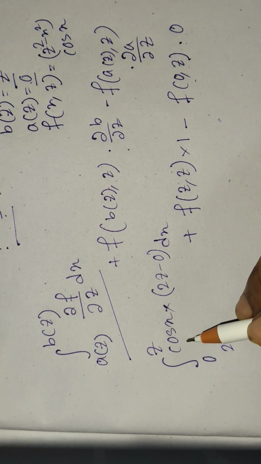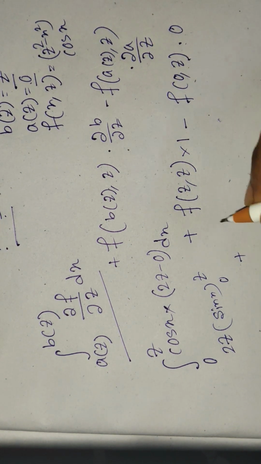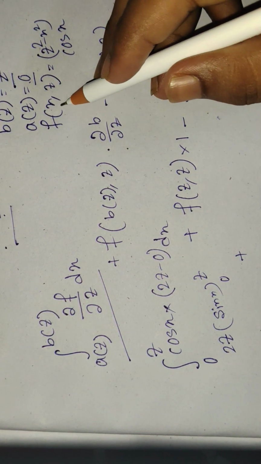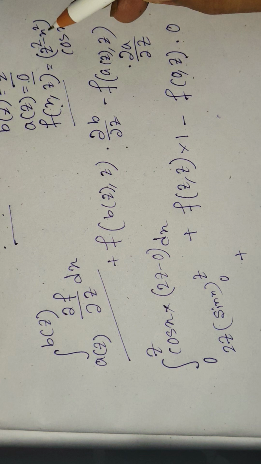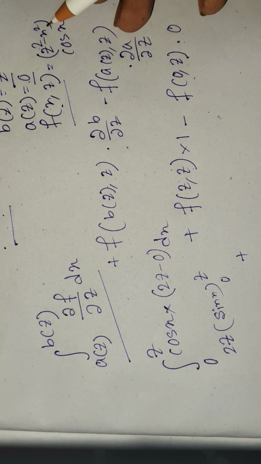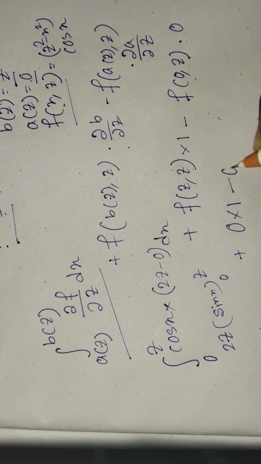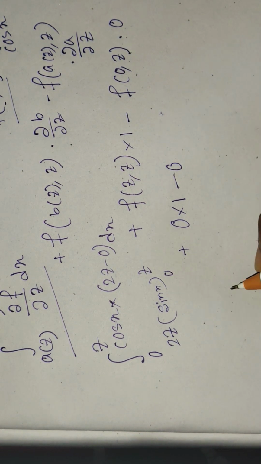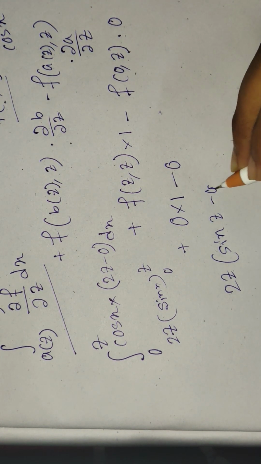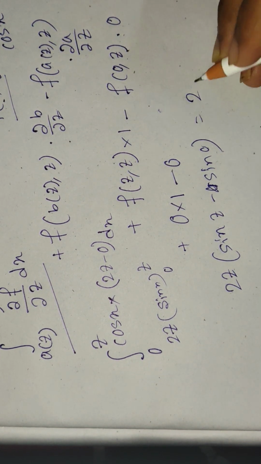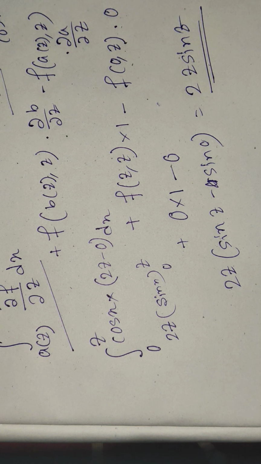The integration of cos x is nothing but sin x with limits 0 to z, plus z squared minus x squared into cos x, where we have to replace x with z. So this is z squared minus z squared, which is 0, into 1 minus 0, and 0 into something is 0. So the answer will be 2z into sine of z minus sine of 0. So the answer is 2z into sine z. Hopefully you can understand the question. This is the process, and it is very easy to solve.